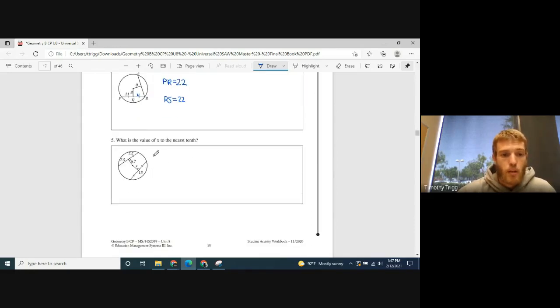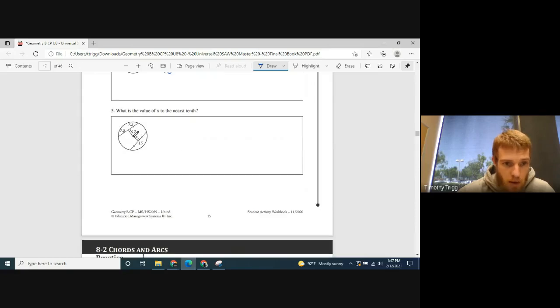Here, what is the value of x to the nearest tenth? Well, x is talking about the distance here from the center to this chord here. What is that length there? Well, it should actually be the same as this length here. So the length of x is the same as the length over here. So that means x equals 6.7. Okay. I hope you can see why that is so.